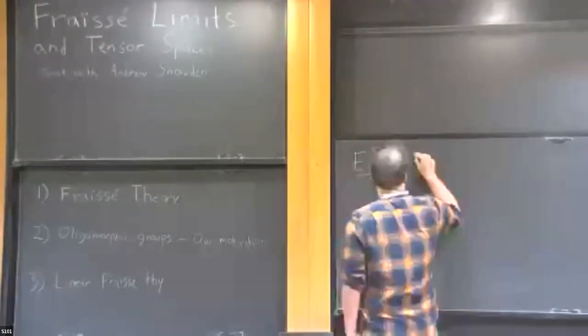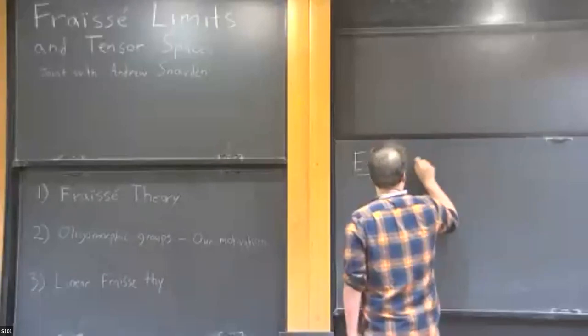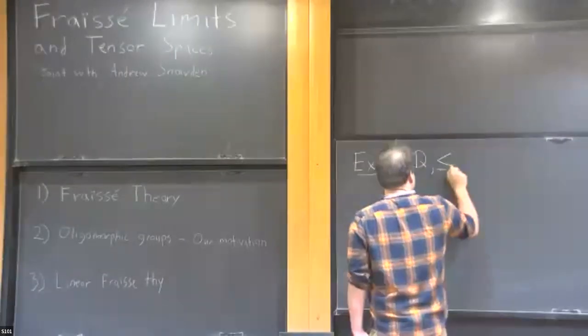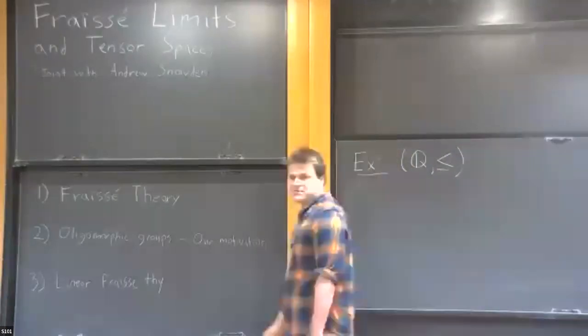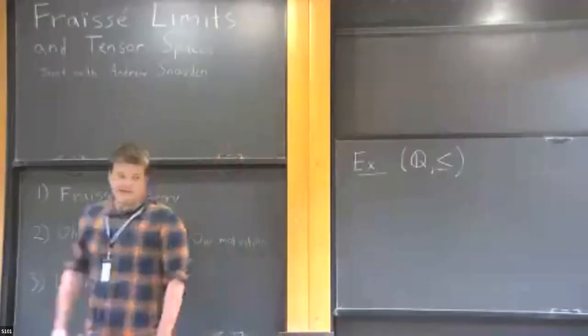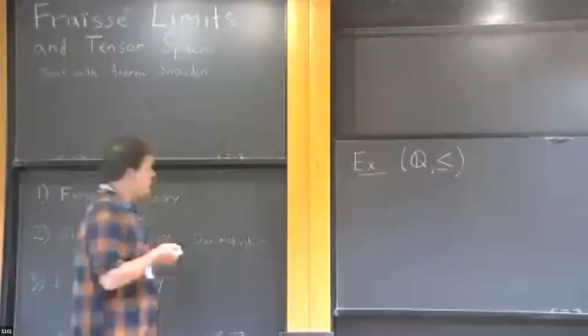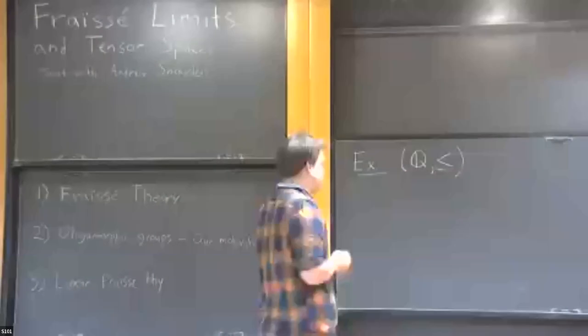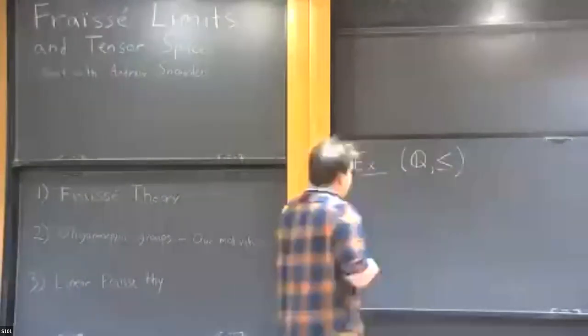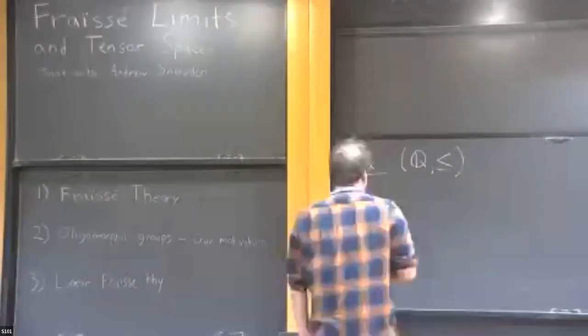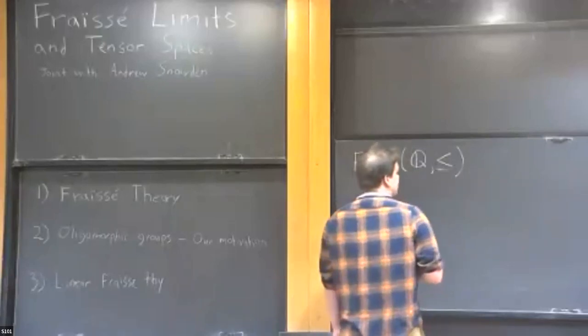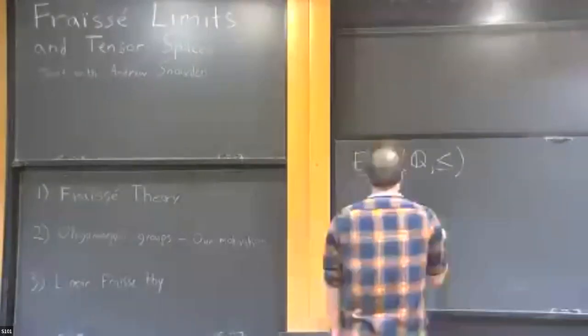So the first example I want to talk about is the rational numbers as a totally ordered set. This is going to be an example of a Fraisse limit. But what does that mean? I want to demonstrate it through a theorem.